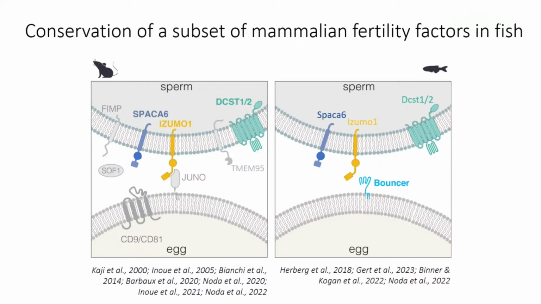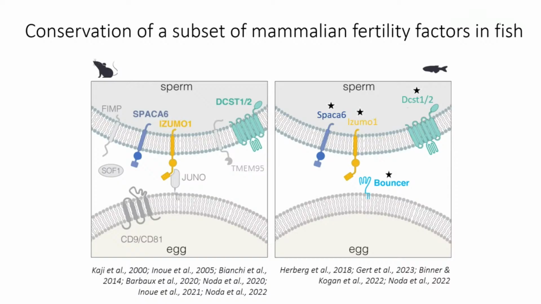So these factors are not only present in fish, but we could show by knocking them out that they are also essential in fish for the process of fertilization. So the simple model would be, okay, maybe one of these is actually the direct ligand for Bouncer here from the side of the egg, and that would mediate, for example, adhesion.